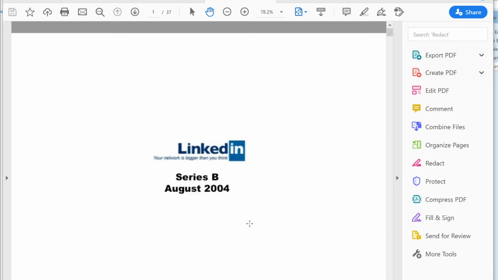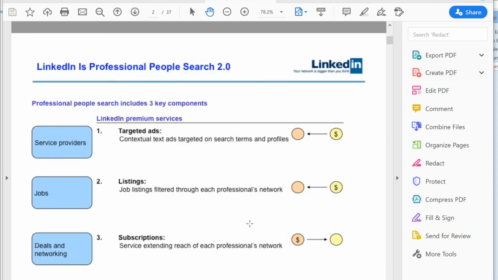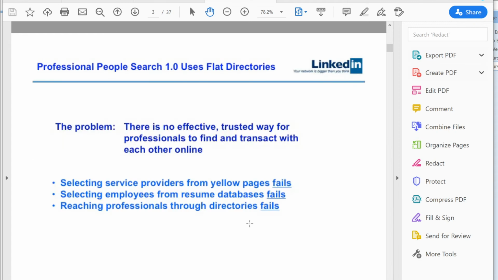Because we are not talking about that stage yet, I'm not going to go through this in detail. I include this for you to use as a reference to see how pitch decks get more complicated the further you go on with your business, right? So I'm just going to simply scroll it. There's still a problem and solution approach to even this kind of deck. So the problem is there is no effective, trusted way for professionals to find and transact with each other online.